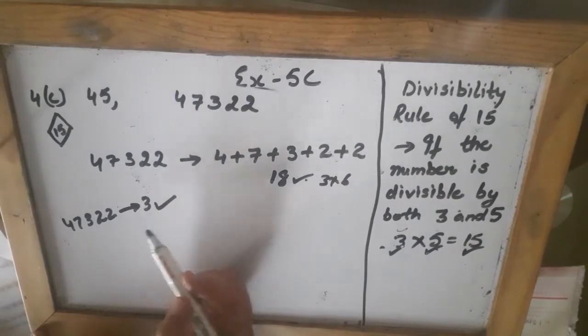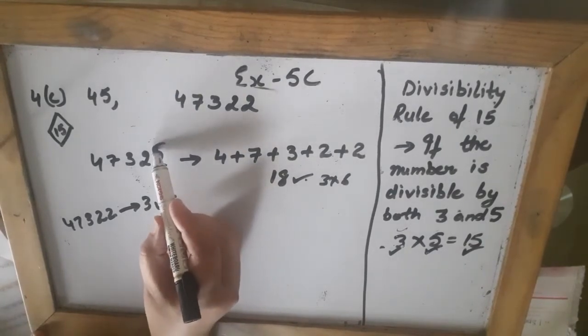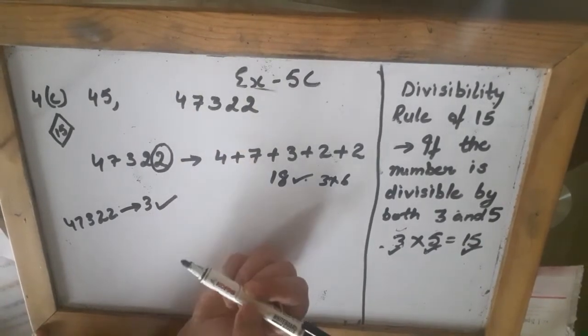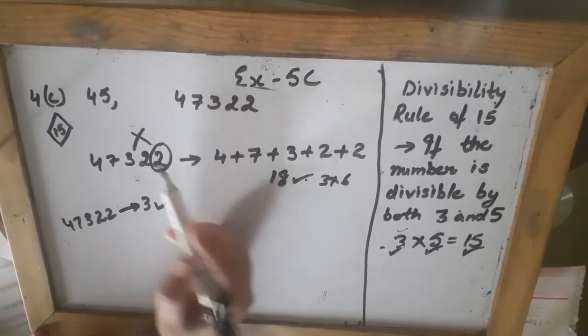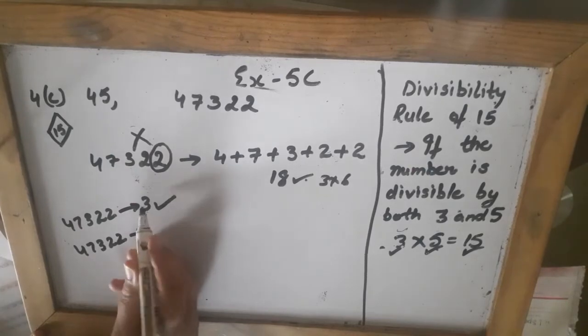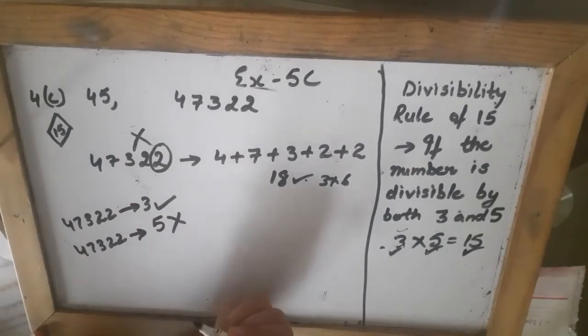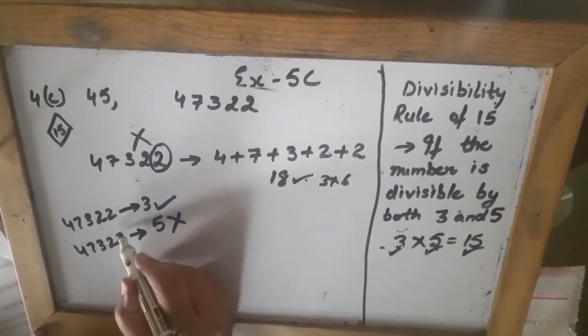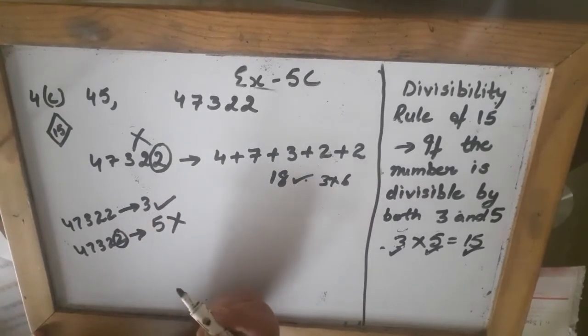That the number should have 0 or 5 at its ones place. Does this number have 0 or 5 at its ones place? No. So 47322 is divisible by 3 but not by 5, because it doesn't have 0 or 5 at its ones place.